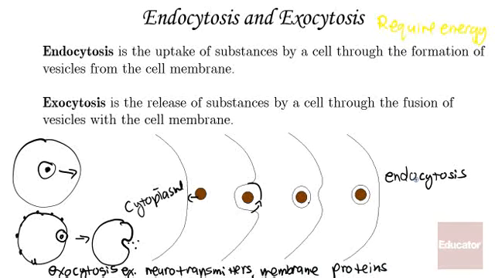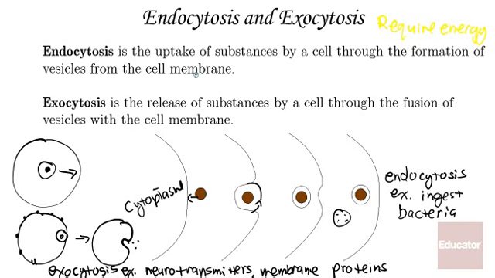Endocytosis can be used to uptake substances such as invaders. So cells of the immune system, leukocytes, white blood cells, may ingest invaders, pathogens such as bacteria. And then the vesicle will fuse with a lysosome, which contains enzymes that can digest this invader.